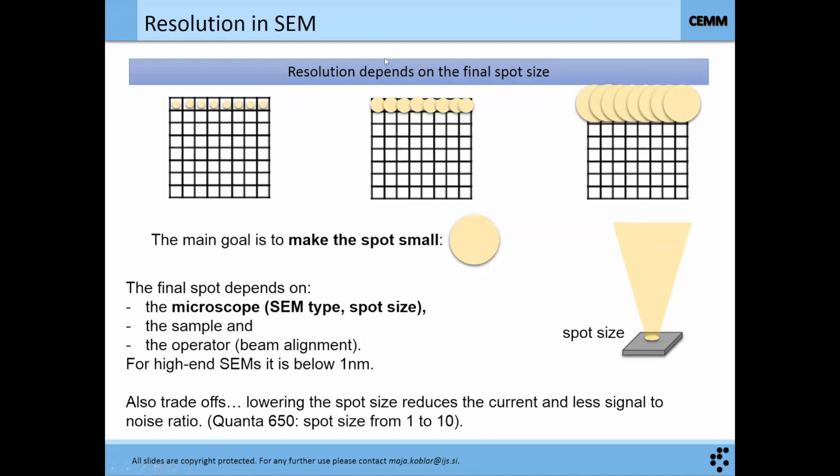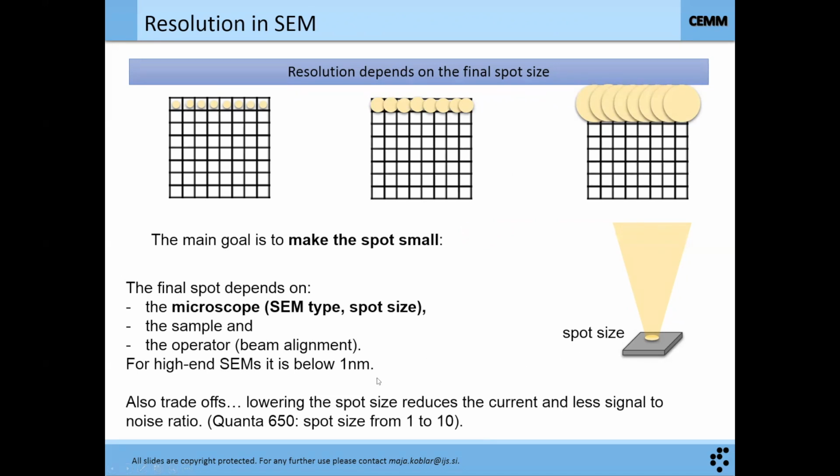And this is similar on many microscopes from different manufacturers. The resolution depends mainly on the microscope, the sample that you have, and how good your beam alignment is. Why? Magnification is nothing if we don't have the resolution. So the resolution means you're making the spot smaller. Ideally, you want to have it at 0, but that's never going to happen.